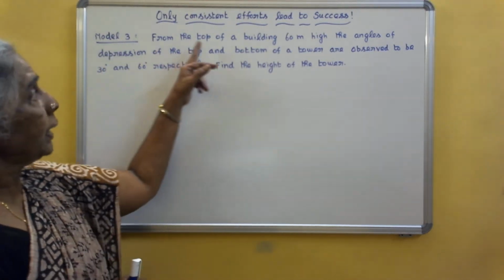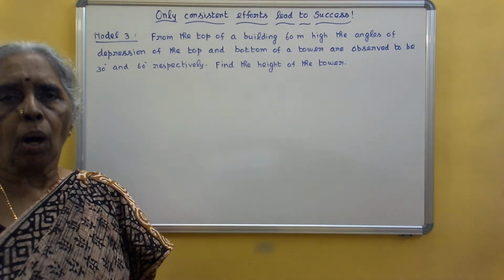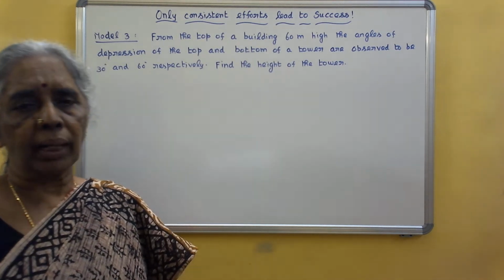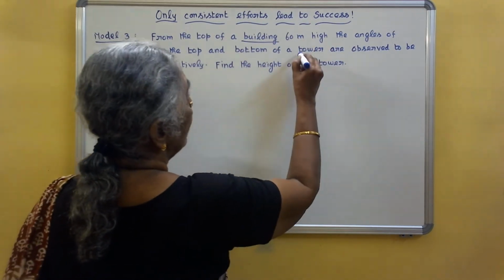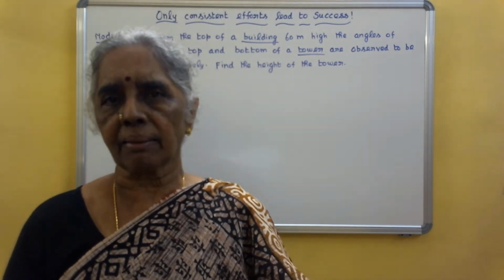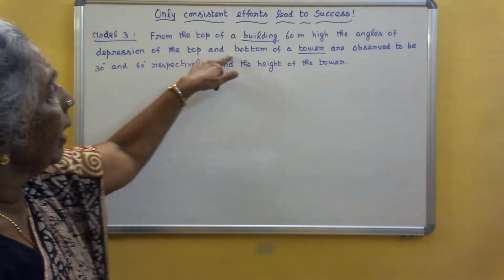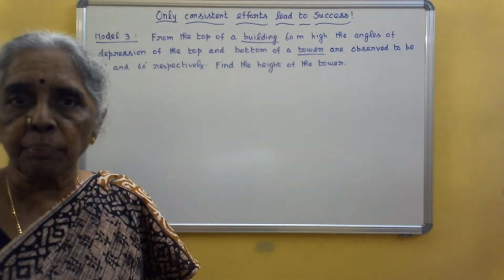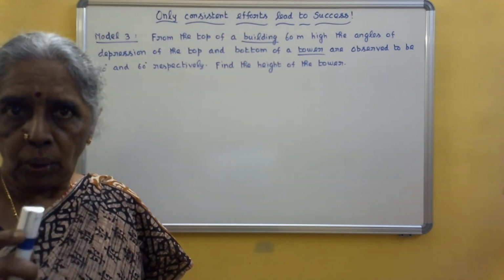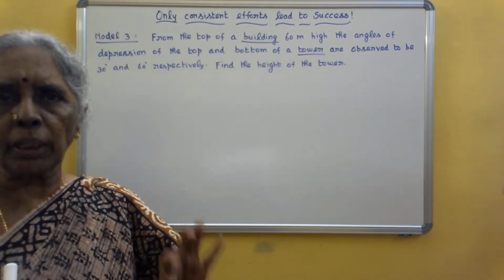Model 3. From the top of a building, 60-meter high, the angles of depression of the top and bottom of a tower are observed to be 30 degrees and 60 degrees respectively. Find the height of the tower. In this model, there are two things. One is a building, the other one is a tower. You should know after reading the sum which is taller and which is shorter. Then only your figure will be correct. Here, you are observing from the top of your building, right? You are observing the top and bottom of the tower at an angle of depression. That means the building is taller than the tower. Is it clear to you? Because the top of the tower also you are viewing at an angle of depression. So the building is taller, the tower will be shorter. That is very important for you to understand first.